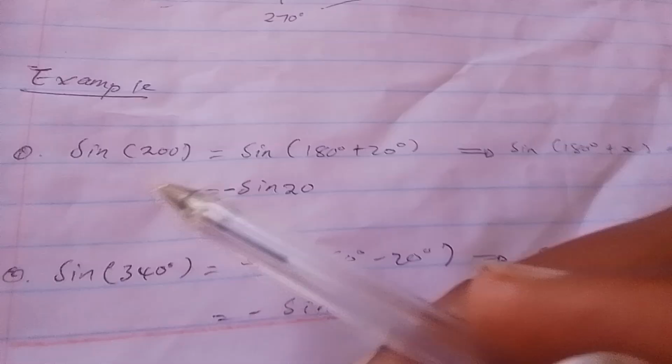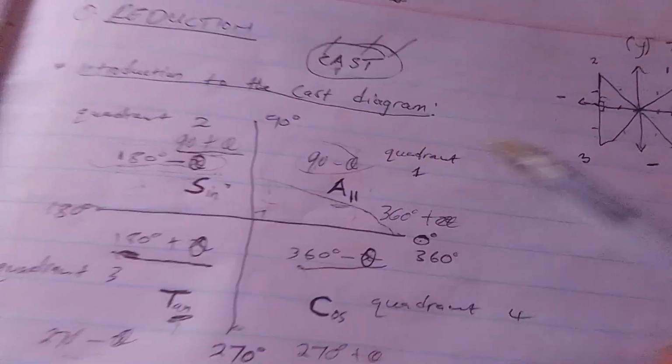Here's what you're gonna do. You find the angles that will make these 200 using your cast diagram, using those angles, our 180 minus theta or 180 plus theta, or 90 minus theta or 90 plus theta. That's what you do here.